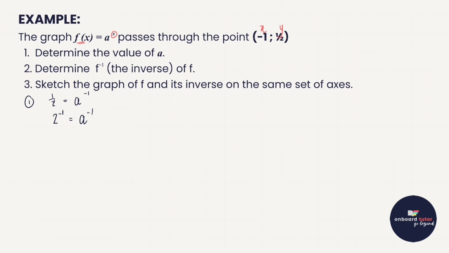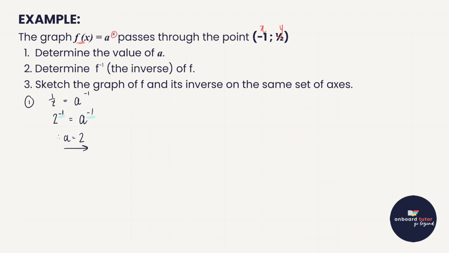And then what I notice is that instead of getting the same bases, which is generally my goal with exponential equations, what I've actually got is the same exponent. And that has pretty much achieved a good result for me. So I can then conclude that a is equal to 2, because if they are both raised to the power of -1, then they are in fact going to be the same bases there.